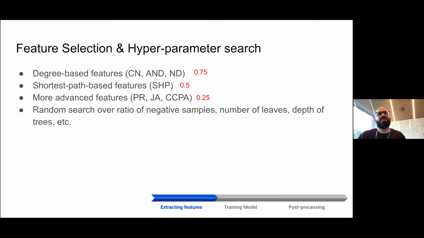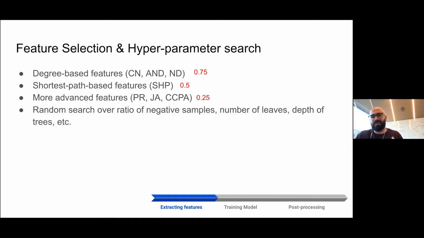And also we do a random search over the ratio of negative samples we want to train on, because we found out that just having 50% negative samples and 50% positive samples doesn't work as well compared to if you have 66% negative samples and 33% positive samples.